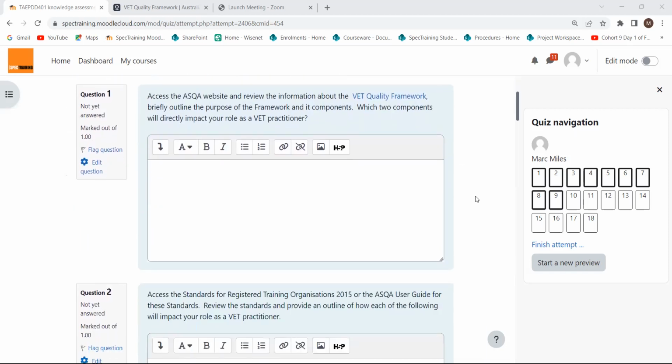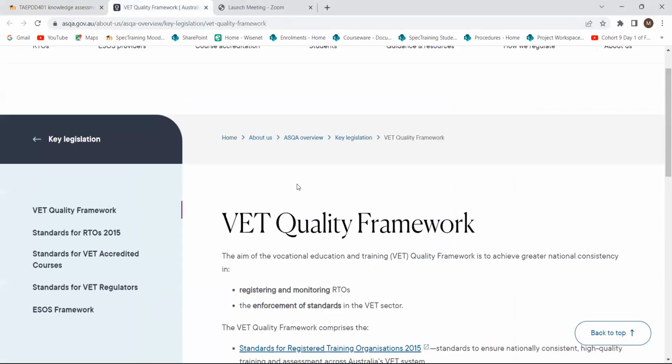Basically it says, access the ASQA website and review the information about the VET quality framework. Briefly outline the purpose of the framework and its components. Which two components will directly impact your role as a VET practitioner? The really cool thing here is that we've given you the link. If you click on this link here, VET quality framework, it's going to take you to the link that we've got just above here.